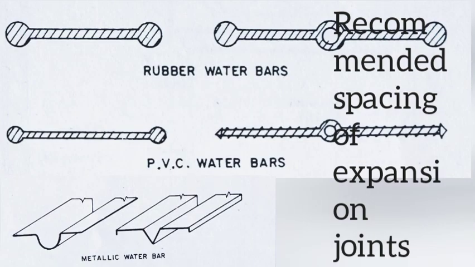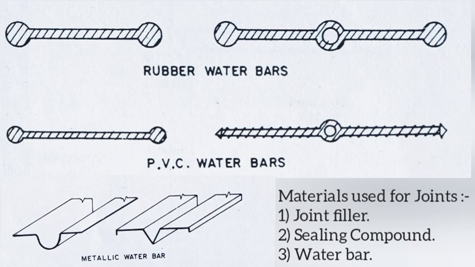Attempt should be made to treat the expansion joint in such a manner that it provides neat appearance and serves as an architectural feature in the building. The detailing of the joint should also be made as simple as possible. All that is needed is to fill the gap of the joint with suitable compressible material so as to ensure wind and water tightness. The materials used for treating an expansion joint are joint filler, sealing compound, and water bar.